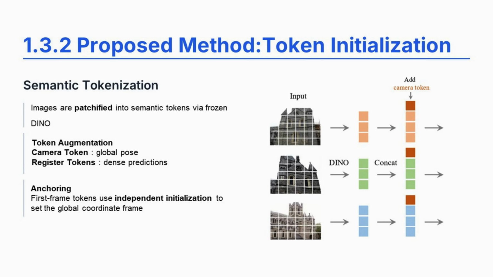Next, let's look at token initialization. Each image is first patchified and converted into semantic tokens using DINO. Then we add 2 types of tokens to every frame: a camera token for predicting the pose, and register tokens to support dense outputs. The key idea is the anchoring mechanism. The first frame's camera and register tokens are initialized differently. This tells the model that the first image defines the global coordinate frame, so all cameras, depth maps, and point maps stay aligned automatically.